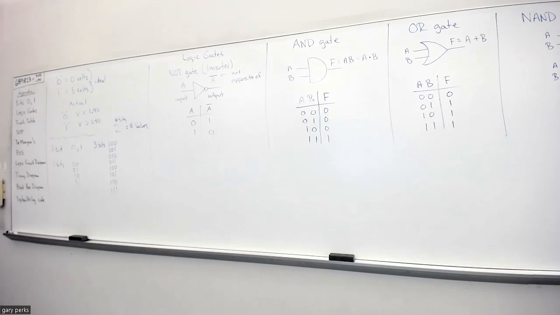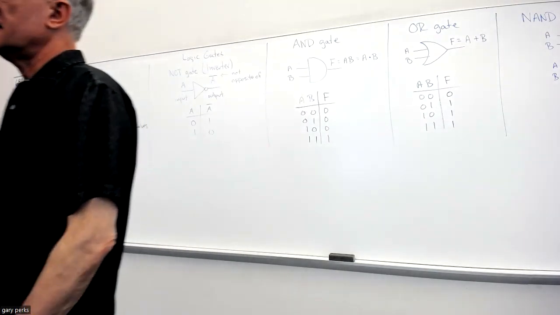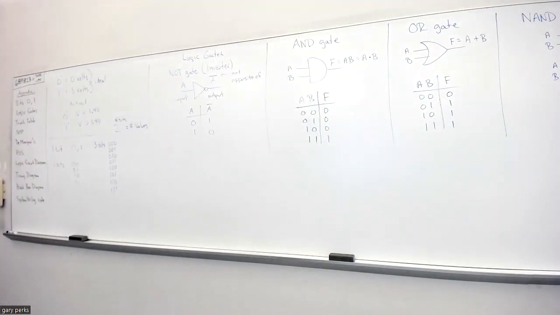Okay? So any questions about anything up to this point? These are the 5 basic gates. Using these gates, you can make other gates. Well, there's actually 2 other gates. One's called exclusive OR, and the other's called exclusive NOR. We'll talk about those next week.